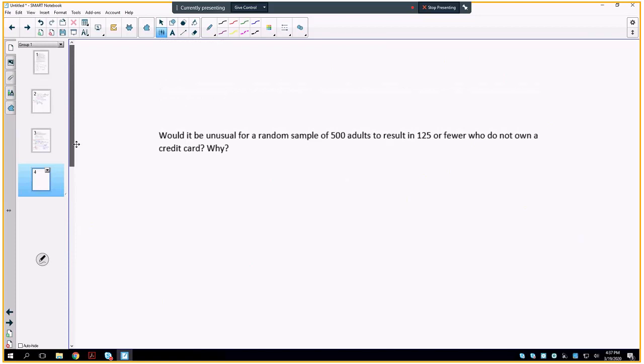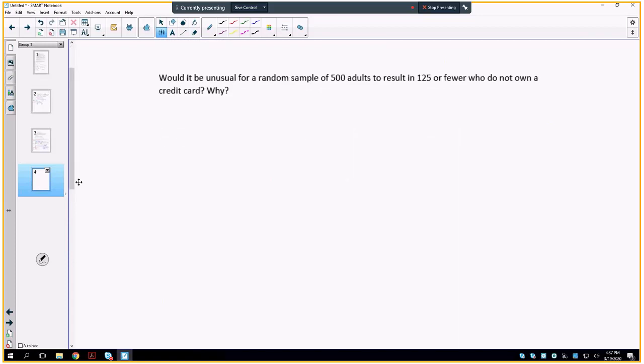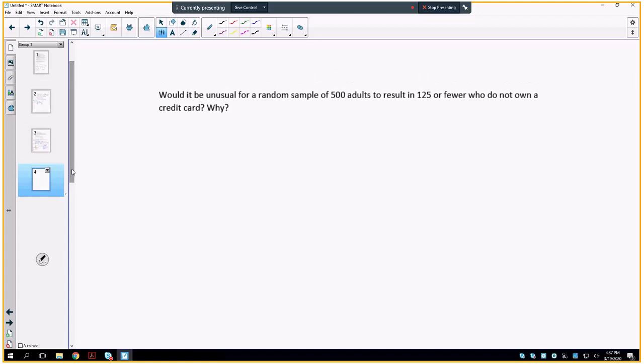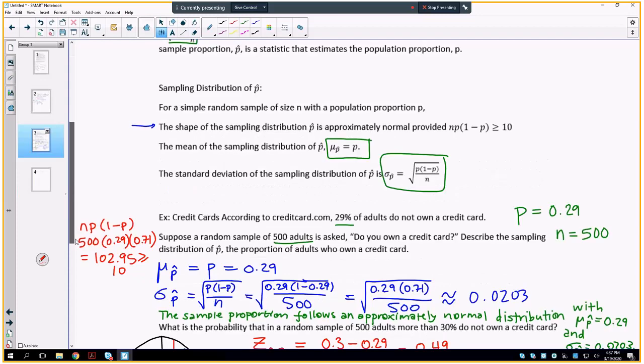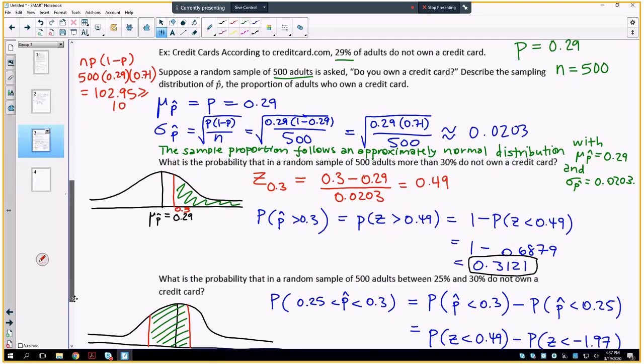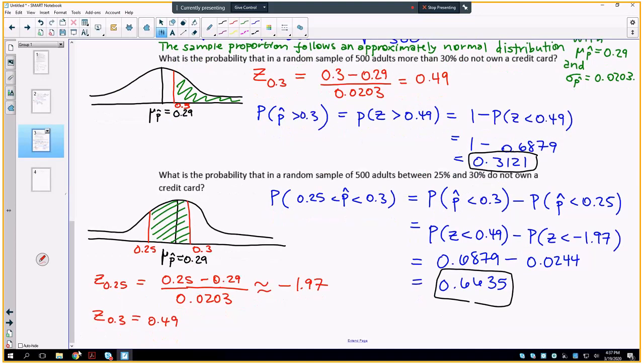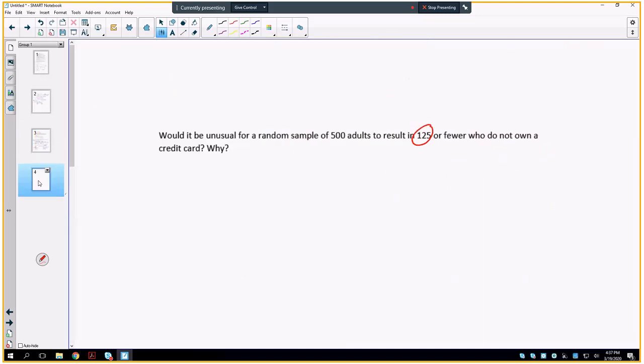So our last question here, would it be unusual for a random sample of 500 adults to result in 125 or fewer who do not own a credit card? So we got a couple things going on here. But the first thing that I noticed is they're telling me the number of adults, 125 or fewer, but all of the other problems so far in this section gave me percentages, 30%, 25%, 30%. So how do I convert 125 adults into some percent?